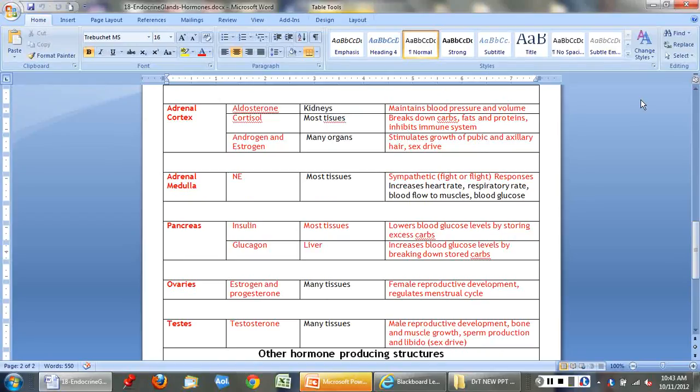And so those few things, basically, estrogen and progesterone, stimulate the female reproductive system to develop and regulate the menstrual cycle. Yeah, that's basically it, I think.